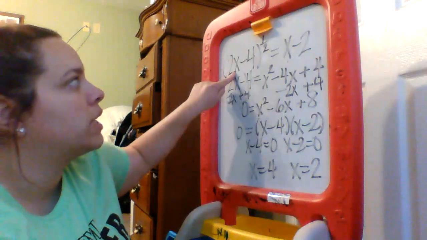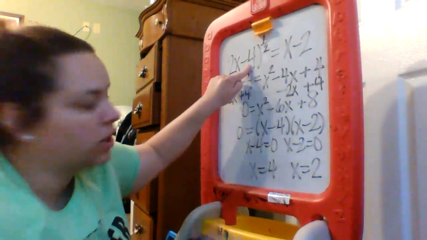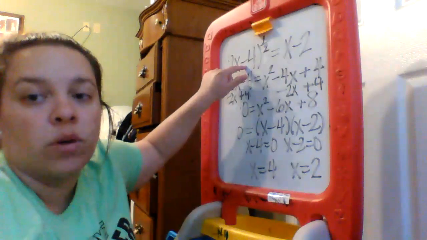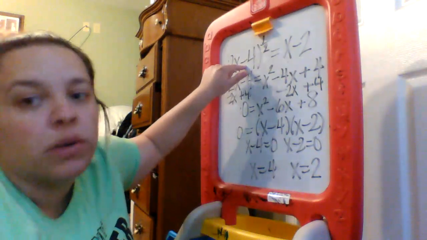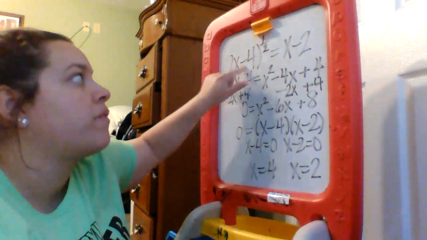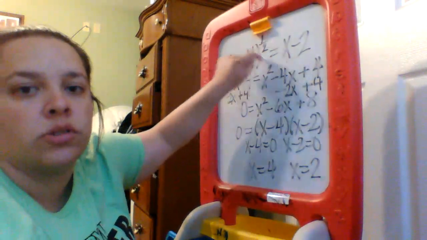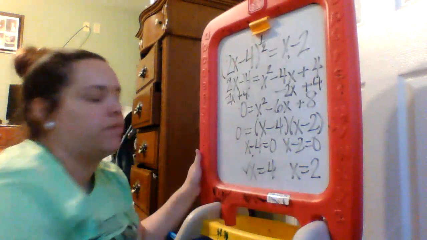So 2 times 4 is 8. 8 minus 4, because I'm plugging 4 in right now. 2 times 4 is 8. 8 minus 4 is 4. And 4 to the 1/2 power, use your calculator, but 1/2 is the same thing as the square root. So 4 to the 1/2 power is 2. Plug 4 in over here. 4 minus 2 is 2. So 2 equals 2. This is right.